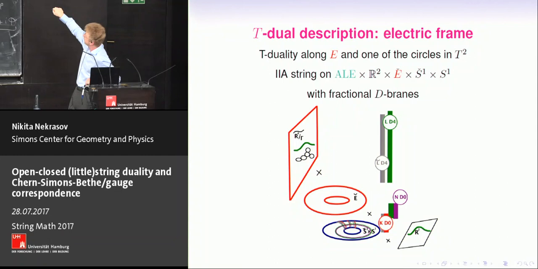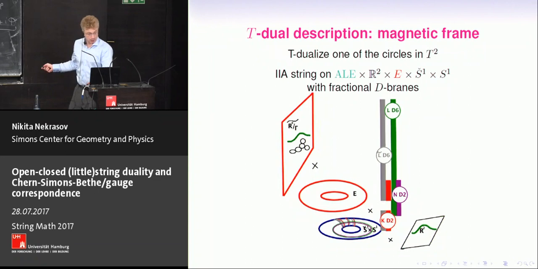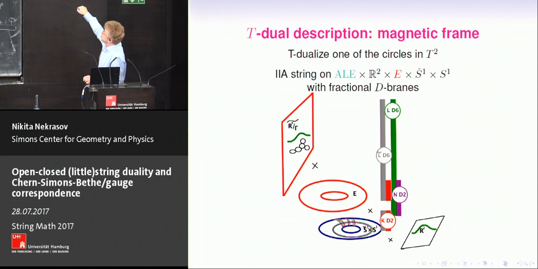So the important thing is that there is a magnetic frame, so there is another T-duality where you don't touch the elliptic curve and only T-dualize one of the circles on T2. So then instead of D4 branes, you get D6 branes wrapping ALE space and elliptic curve. And then you have D2 branes wrapping the elliptic curve and one of the A or B cycles on T2.